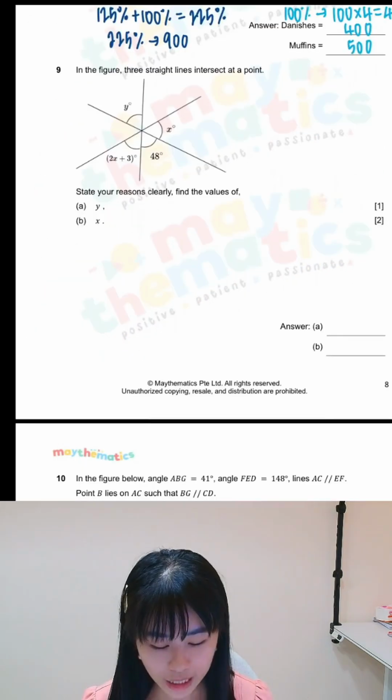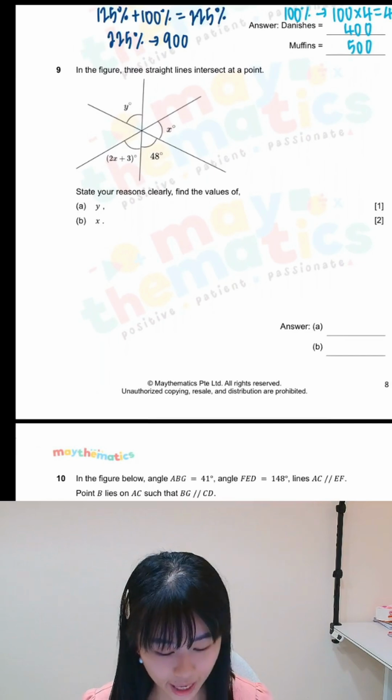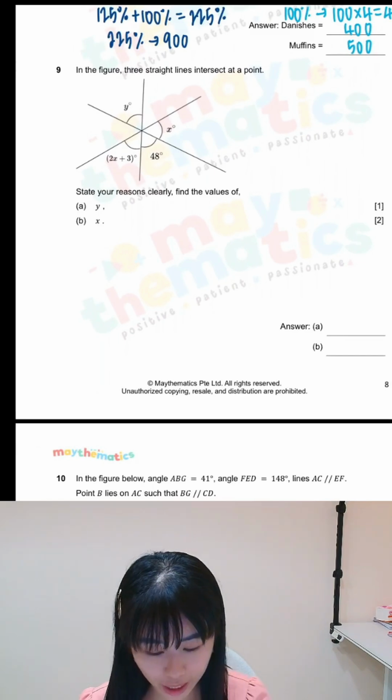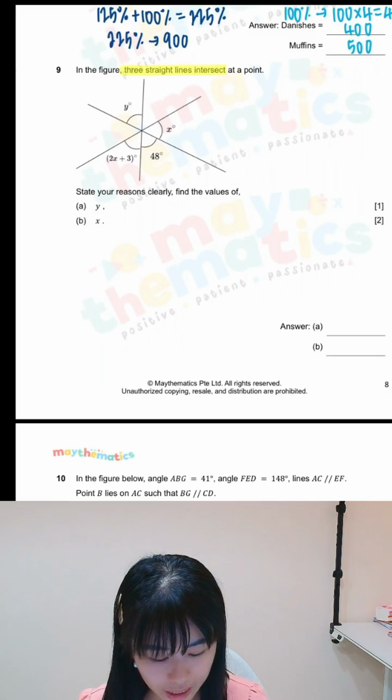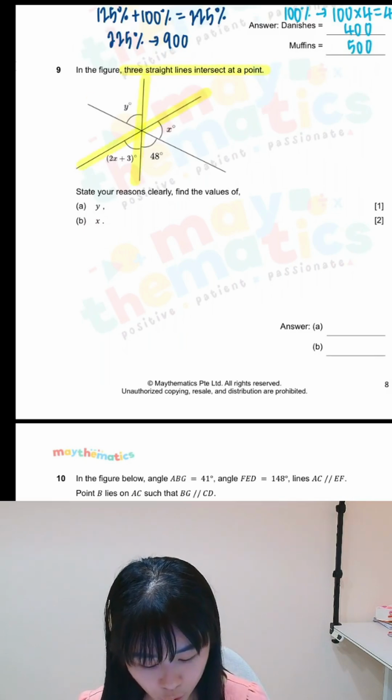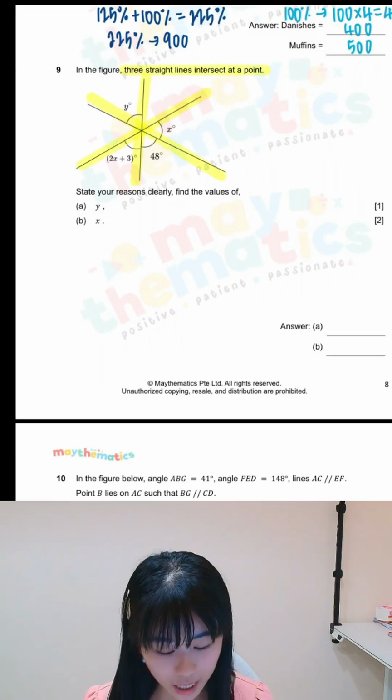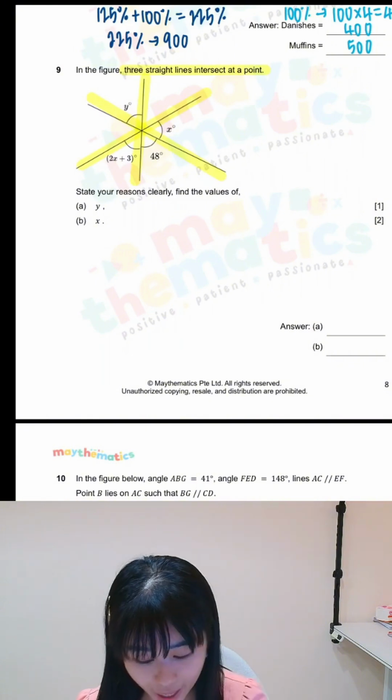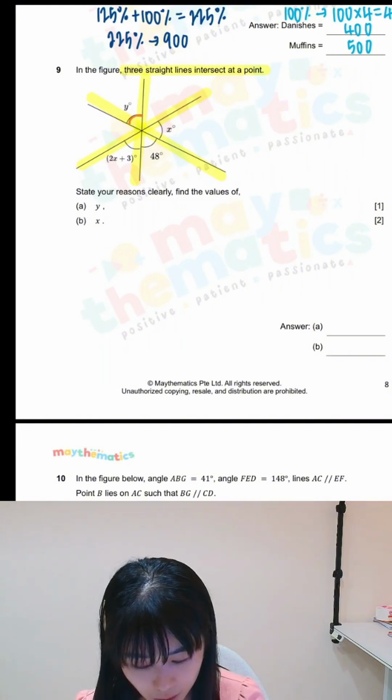Then we go on to number 9. State your reasons clearly, find the values of y and x. Okay, and we have 3 straight lines here. 3 straight lines intersect at the point. So I would say this one pretty easy for y.